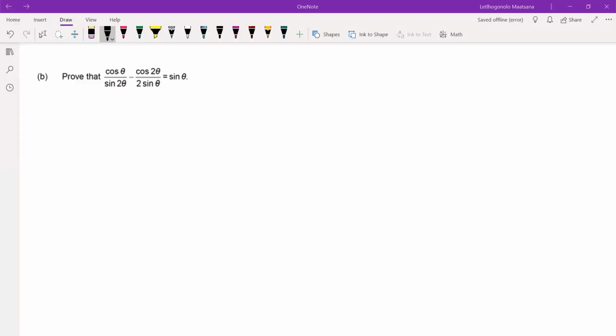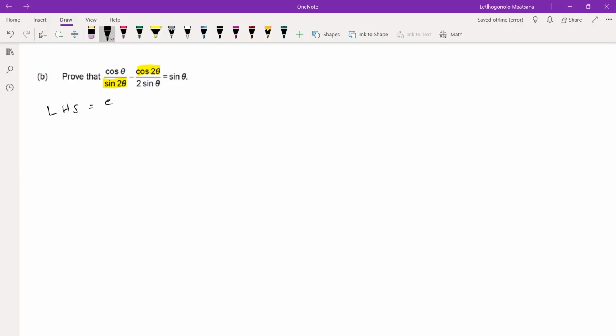Question B wants us to prove that cos theta over sine 2 theta minus cos 2 theta over 2 sine theta is equal to sine theta. If we look at cos 2 theta and sine 2 theta, we will see that these are compound angles and we have a variety of identities, especially for cos, that we can use to substitute for these. So let us start with our left-hand side.